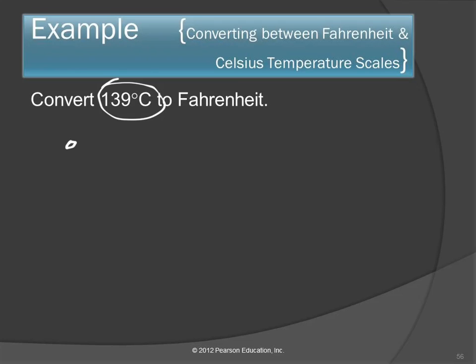The other one is degrees Celsius. Actually, I'm going to move this over because I'm going to have to do some rearranging here. Degrees Celsius equals degrees Fahrenheit minus 32 divided by 1.8. We need to know what Fahrenheit equals, so we have to rearrange this equation.